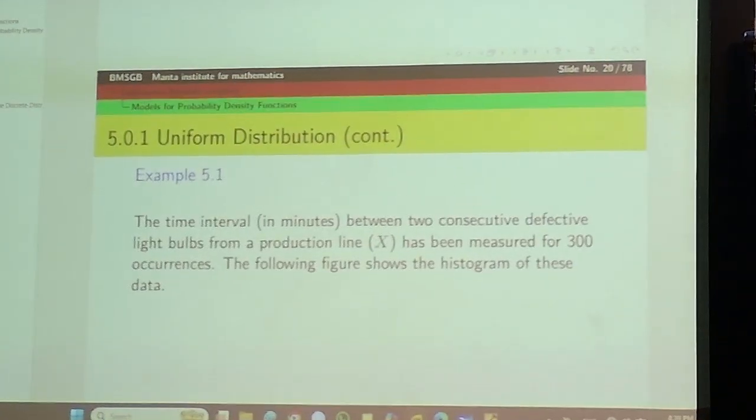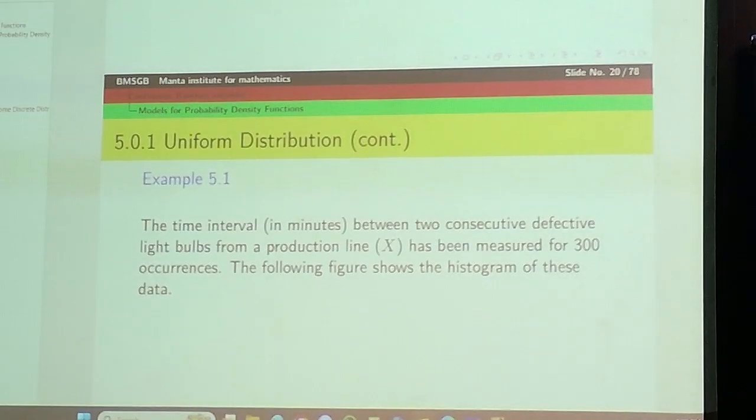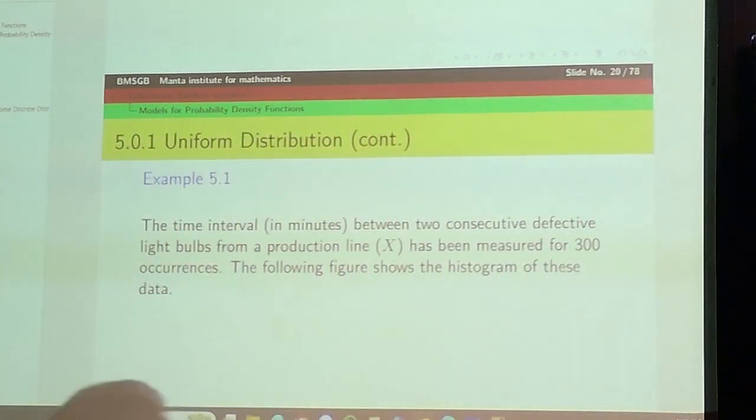So here I have a very simple example where you can use the uniform model. The time interval in minutes between two consecutive defective light bulbs from a production line has been measured for 300 occurrences. The following figure shows.